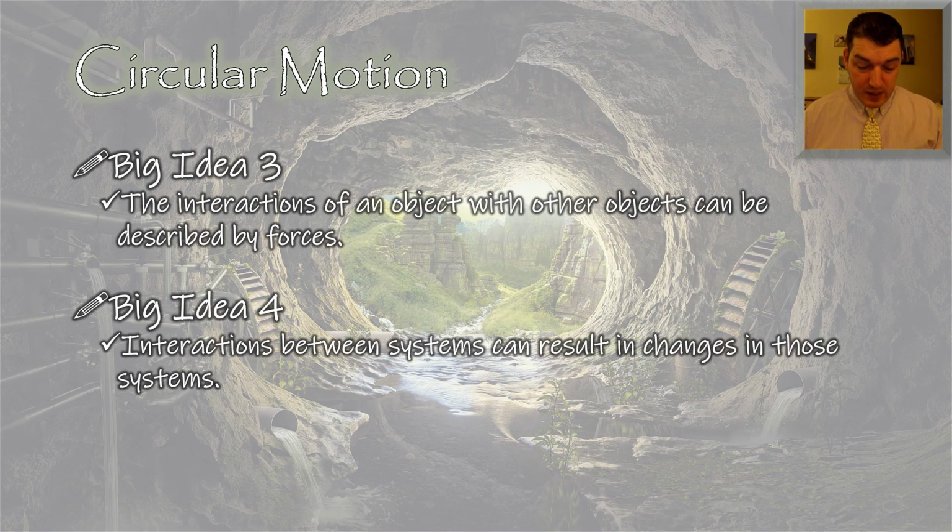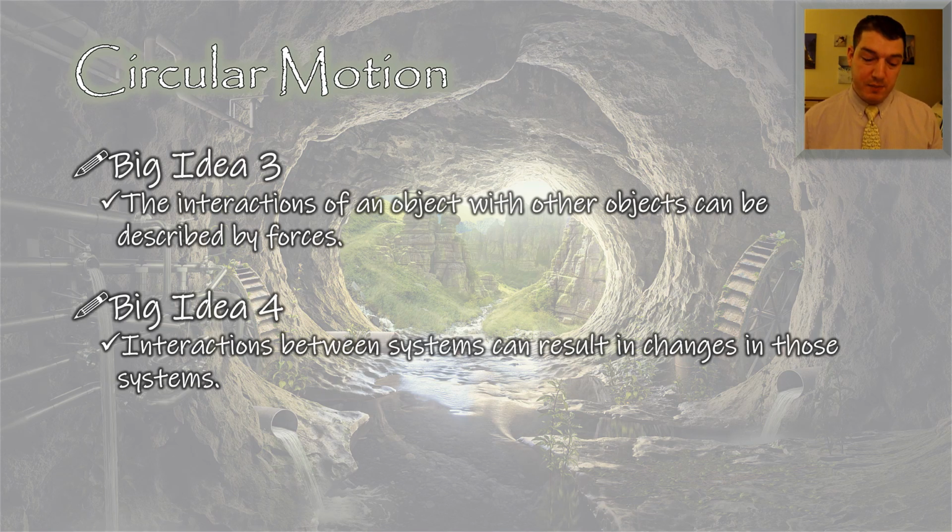Big idea 3 is about the interactions of objects with other objects being described using forces. Really, it's that when one object applies a force to another object, it receives the same force back. It's Newton's third law of reciprocal forces. So it's just this idea that forces exist in pairs. No object can apply a force to itself. Any force that exists is because of an interaction with some other object, even if we're not considering the object as part of the system. The force can only be caused by another object.